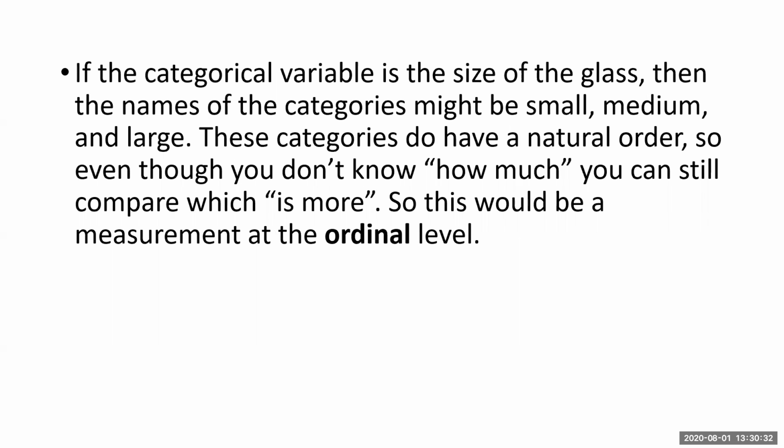But here's another categorical variable that you could measure. This would be the size of the glass, and the names of the categories might be small, medium, and large. Now, these categories do have a natural order. So even though you don't know how much cola is in a small glass, you can still compare which one is more. And so there's an order to it. This is a measurement at the ordinal level.